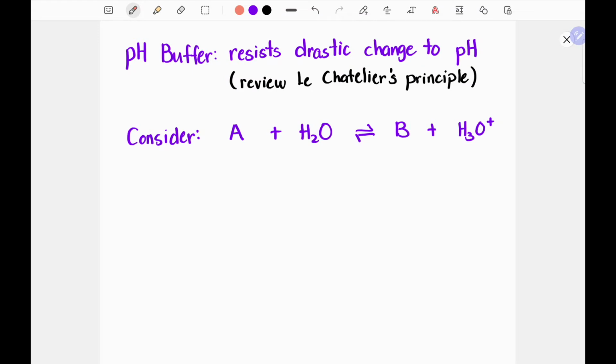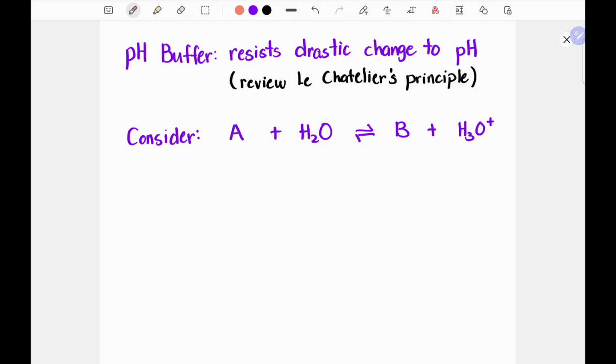In this video, we'll review some basic calculations on how to prepare pH buffers. If you could remember, pH buffers are solutions which resist drastic changes to pH. If you want to review how that works, please review Le Chatelier's principle. Let's consider this equilibrium reaction.